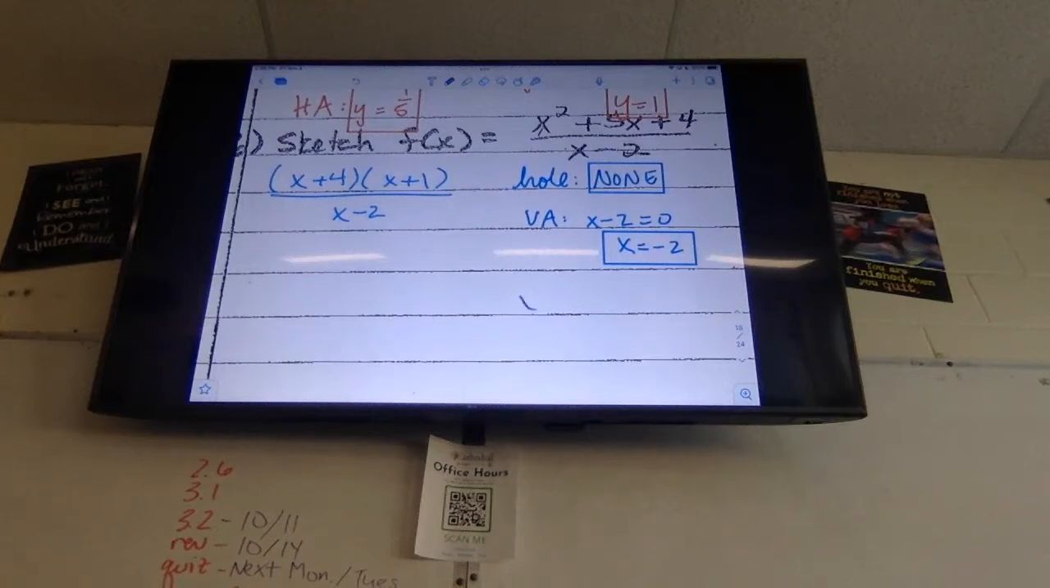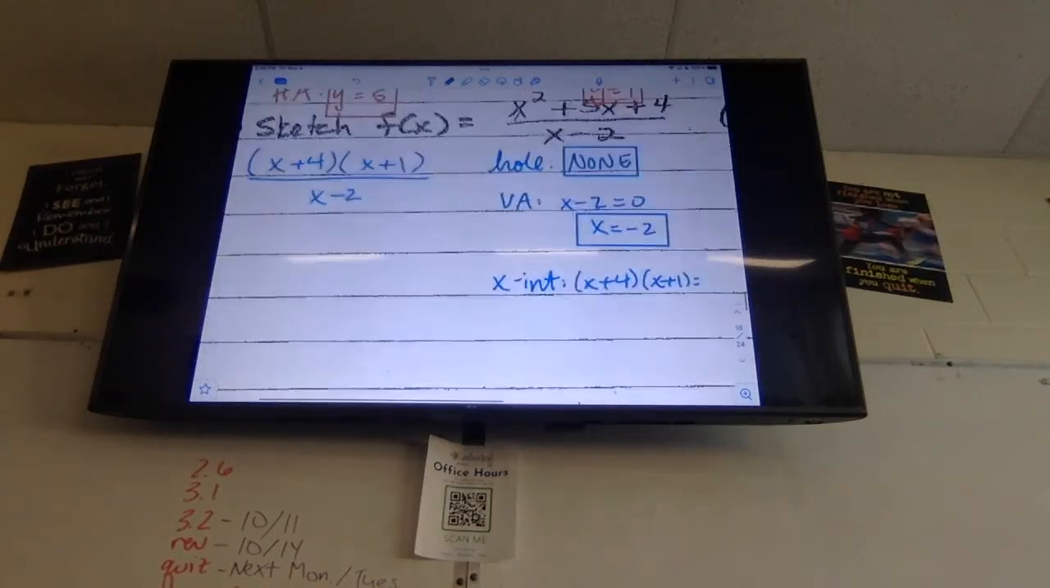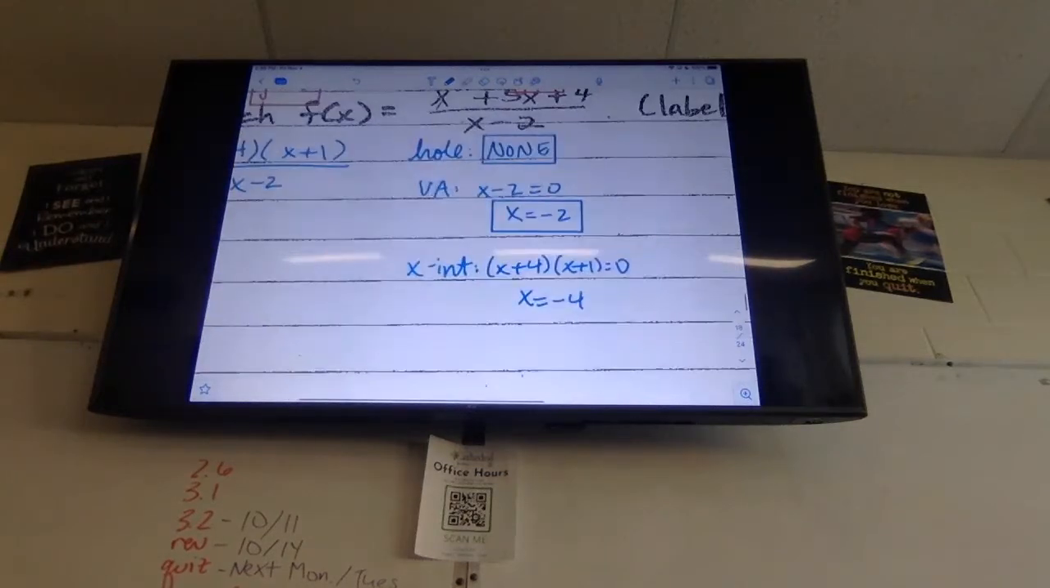I told you we're gonna skip horizontal asymptote, so we'll do x-intercept, which is my numerator equals 0. I know we didn't use the factored form earlier, but it's actually super nice that it's factored now, because now I just know x equals -4 and x equals -1. Easy.